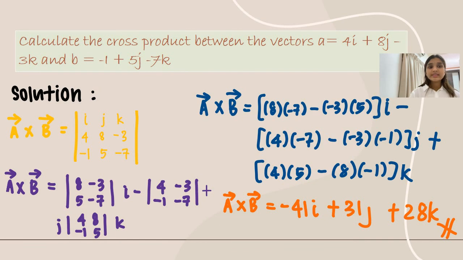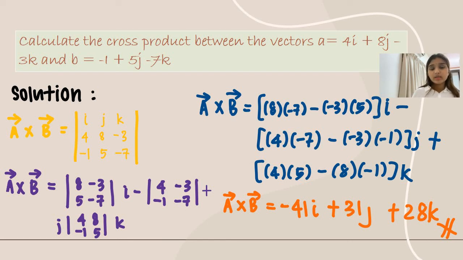Okay, so now we'll be seeing a question relating to the cross product formula. The question says, calculate the cross product between vector A equals 4i plus 8j minus 3k and vector B, negative 1i plus 5j minus 7k. What we need to do first is put all the values into the formula, and then we need to find the determinant for each.